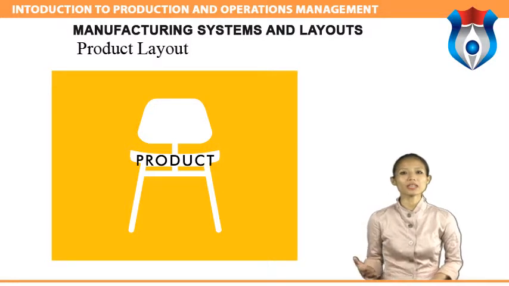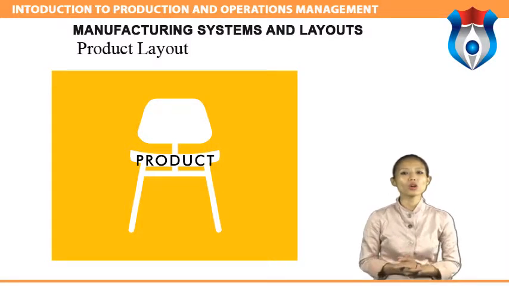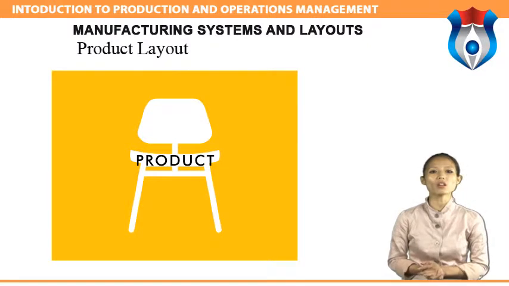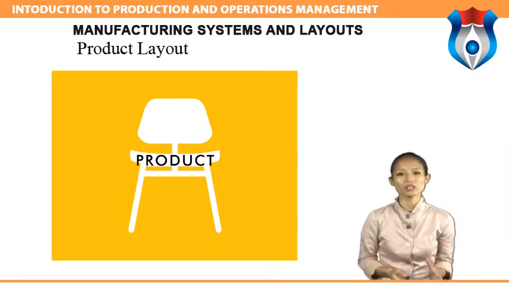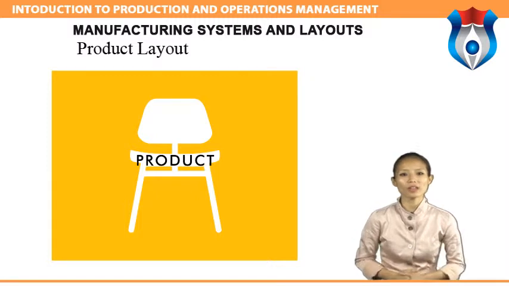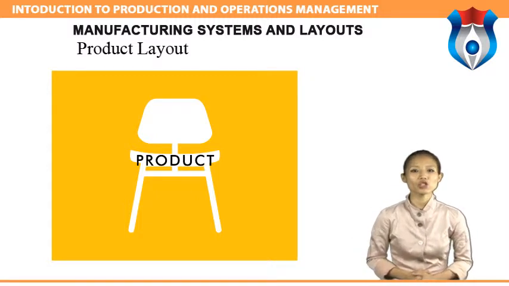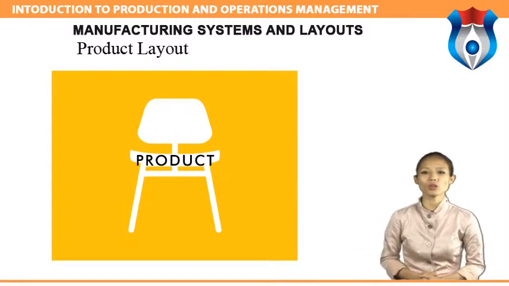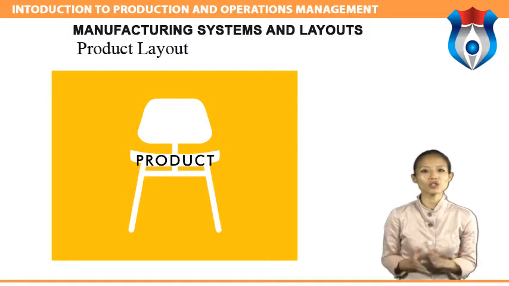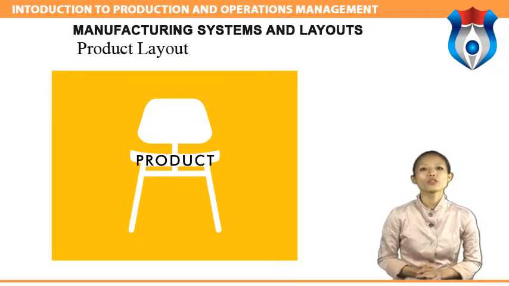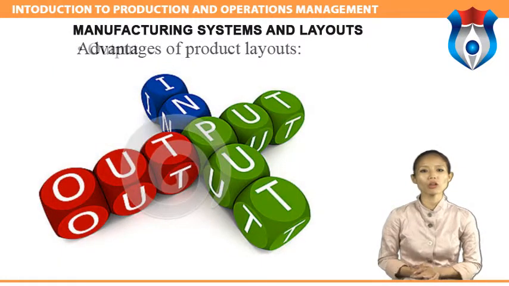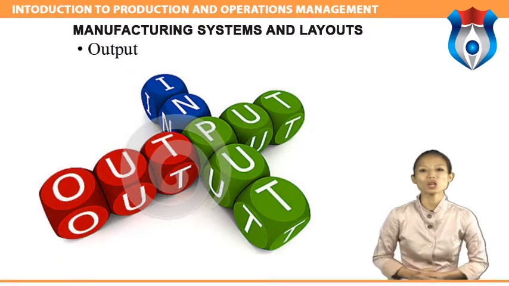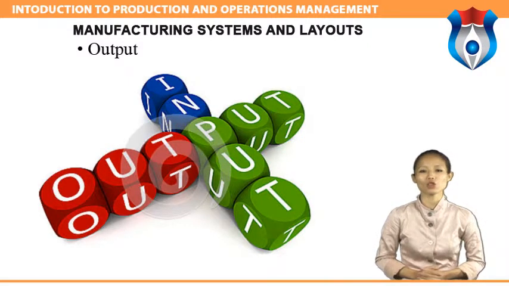For longer operating times, the worker may have to work alongside the product as it moves until he or she is finished and can walk back to the workstation to begin working on another part. This essentially is how automobile manufacturing works. Product layout efficiency is often enhanced through the use of line balancing. Advantages of product layouts include output. Product layouts can generate a large volume of products in a short time.